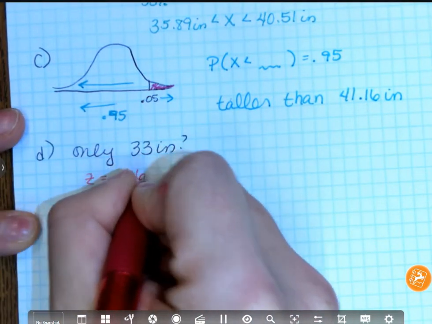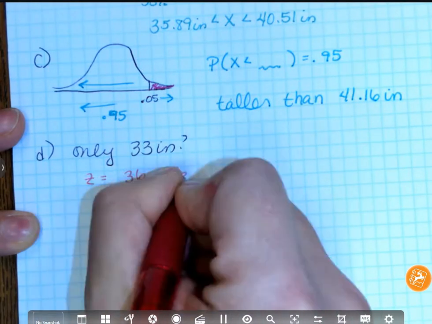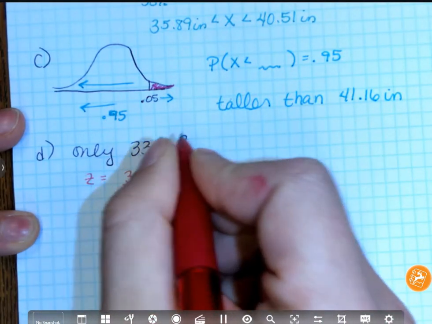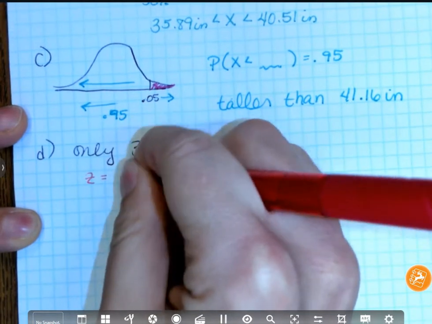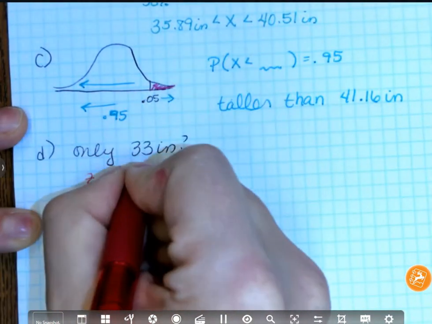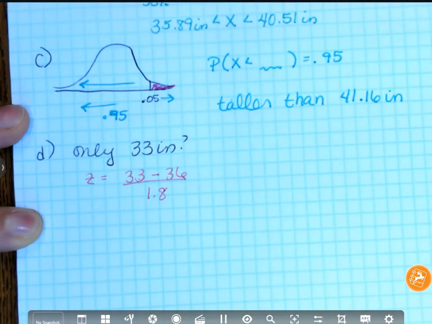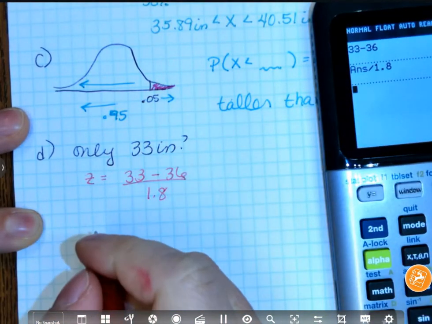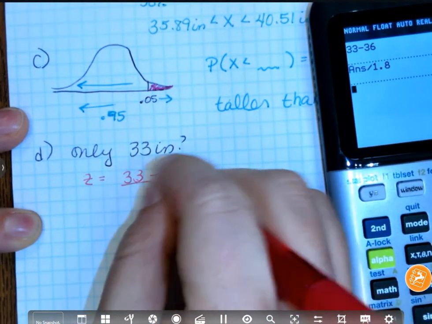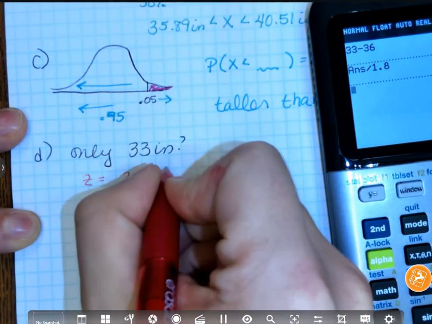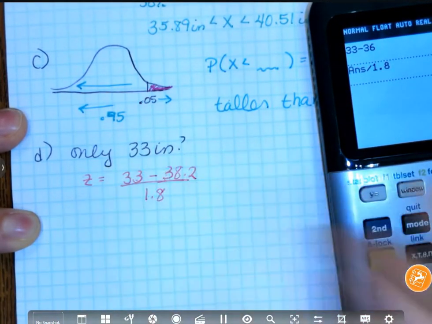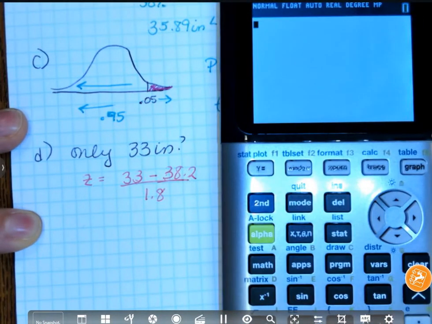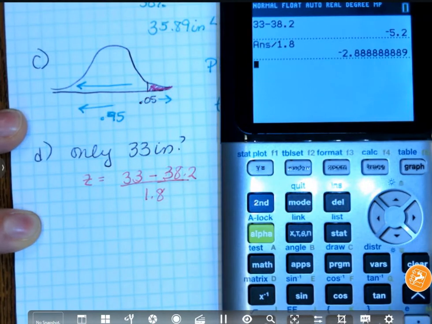So it's observed minus expected over standard deviation. Whoop, that is not correct. 33 minus 36 over 1.8. Because I don't know how to read my own writing, I'm special. Thank you for pointing that out. I don't need to know that I'm special. Let's try that again. 33 minus 38.2 divided by 1.8.